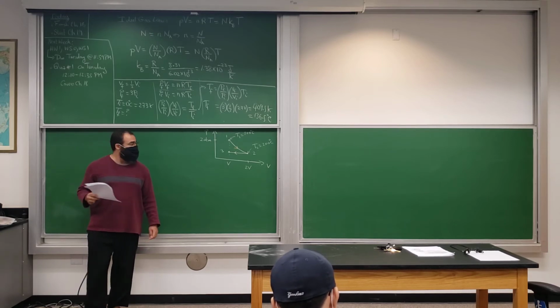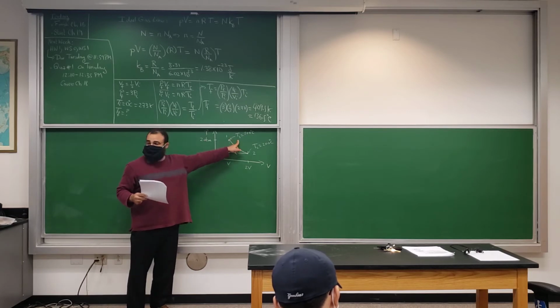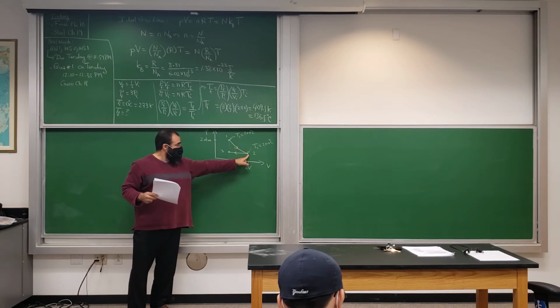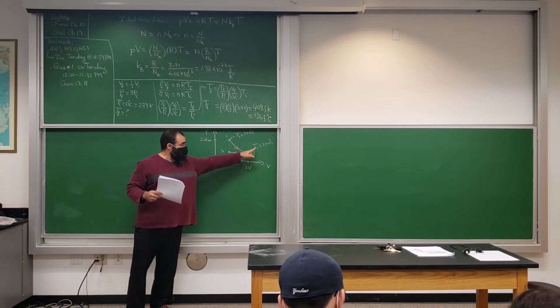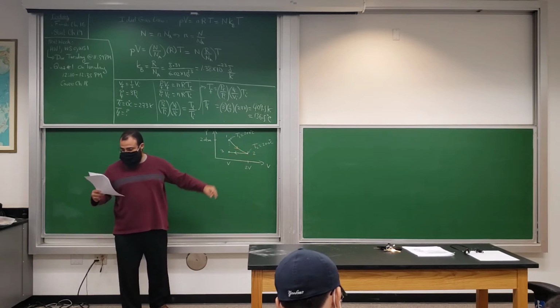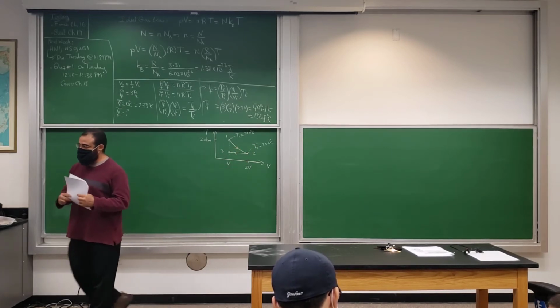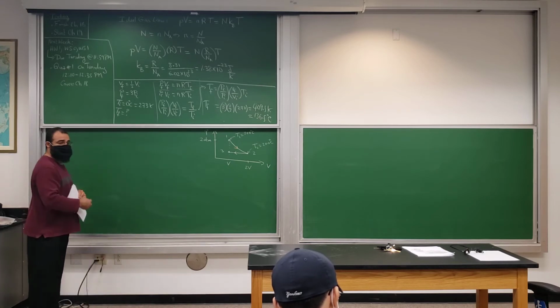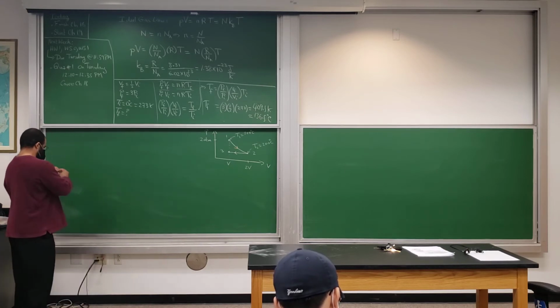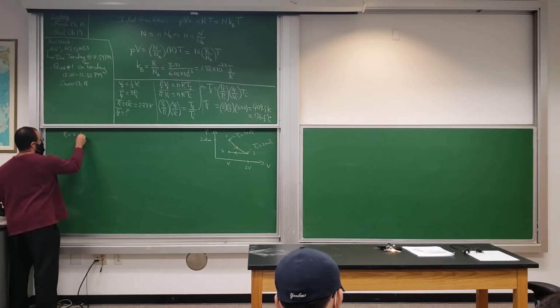So at step 1, the pressure is 2 atmospheres and the temperature is 200 degrees Celsius. At step 2, I know that the temperature is 200 because it's isothermal. So let's find what the pressure is at step 2. So, I know that P1 is 2 atmospheres.